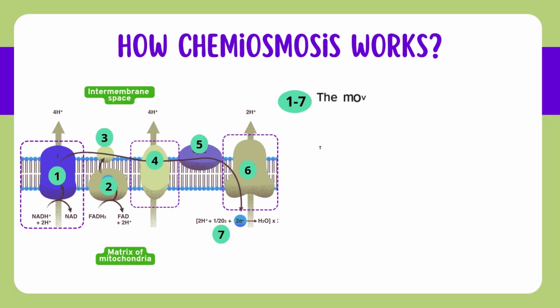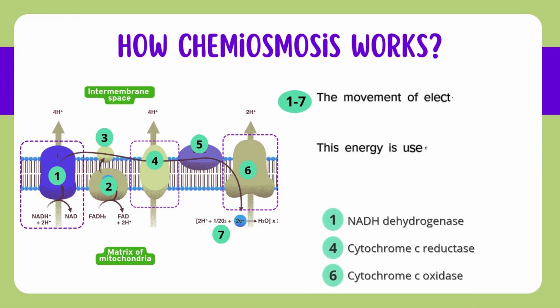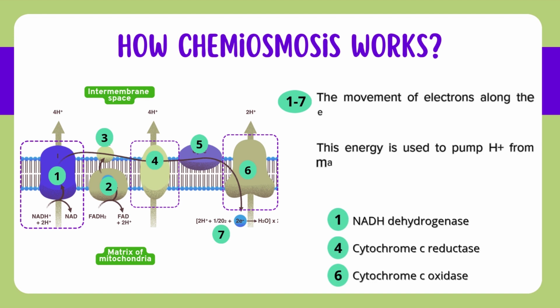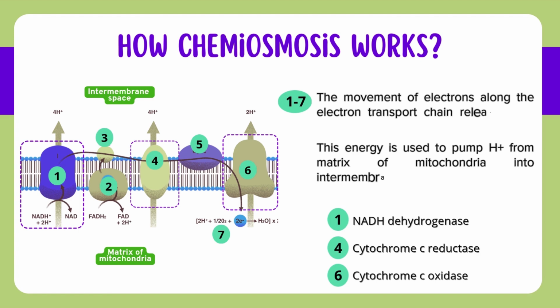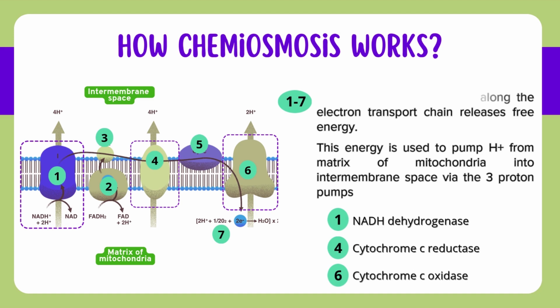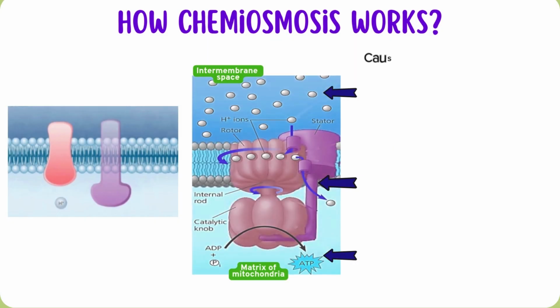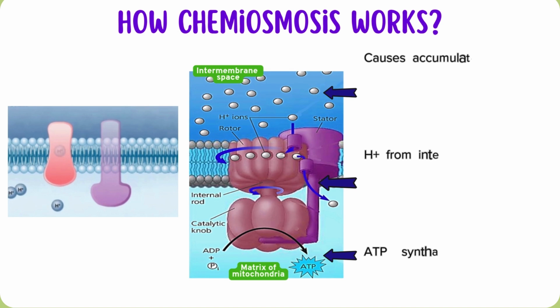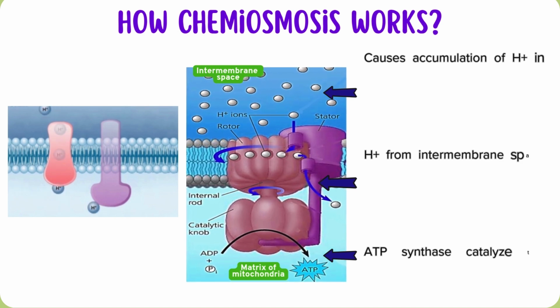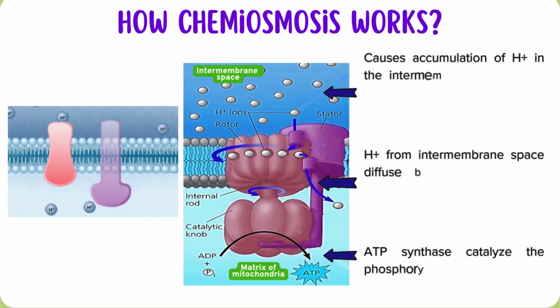Now, let's see how chemiosmosis actually works. When electrons move along the electron transport chain, they release energy at each step. This energy is then used to pump hydrogen ions, or protons, from the mitochondrial matrix into the intermembrane space. Three main protein complexes act as proton pumps. These are NADH dehydrogenase, cytochrome C reductase, and cytochrome C oxidase. As the protons accumulate in the intermembrane space, a strong proton gradient is formed, generating what we call a proton motive force.